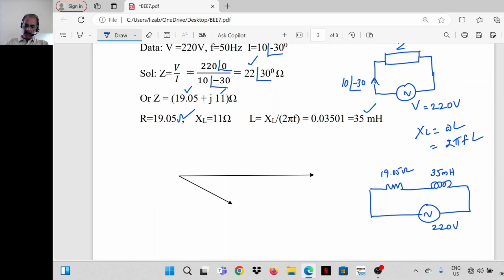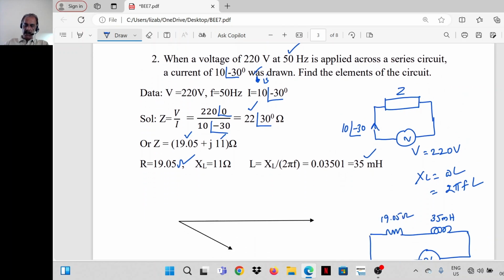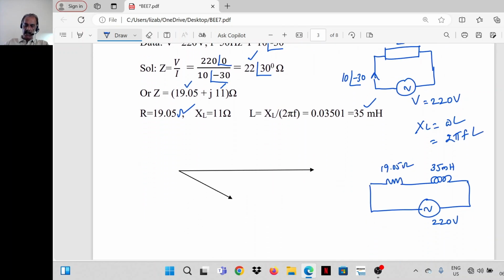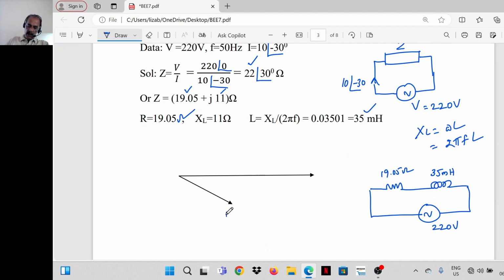Now the phasor diagram of the circuit. I is given as 10 angle minus 30 in the question itself. So I has magnitude 10, and it is lagging behind the voltage by an angle of 30 degrees. This is the voltage V equal to 220 volts in the reference direction, with I lagging behind V by 30 degrees. Now there are only two drops. One is IR.